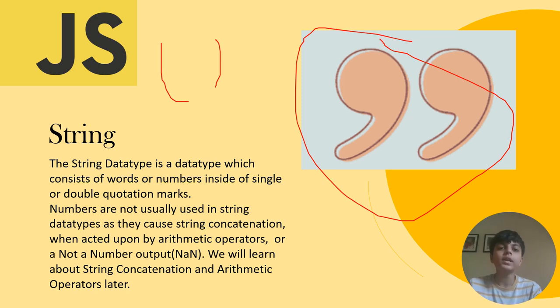Now, why are numbers not usually used as strings? This is because we cannot add strings to themselves. This will cause an error and result in an NaN output, which means not a number, when they are acted on by arithmetic operators. Although you can add a string to a float. This will cause string concatenation, which we'll be learning about later.